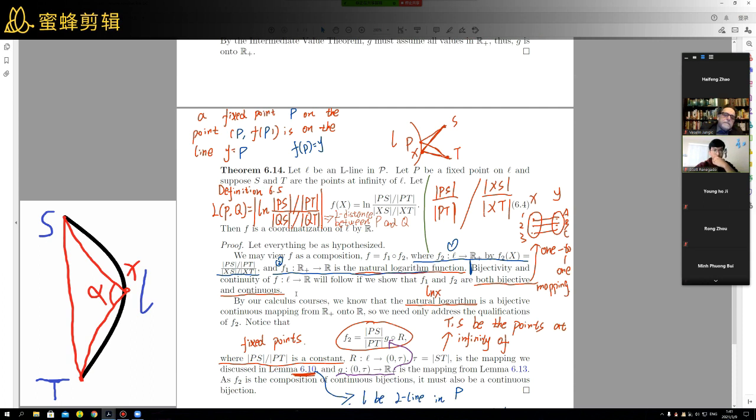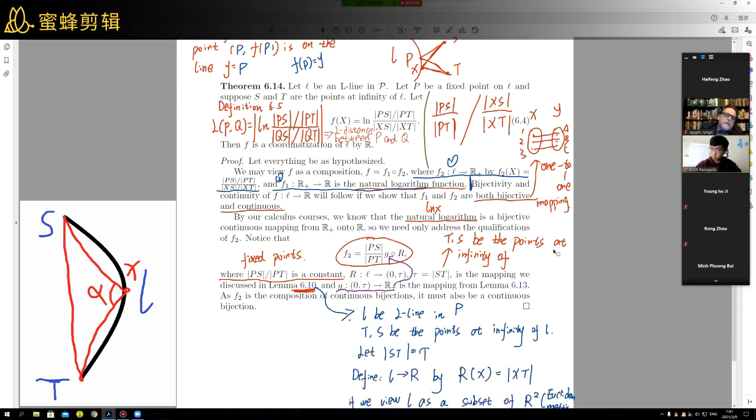And for continuity, we will see 6.12, which works here. And bijective means a 1-to-1 mapping, like 1 to A, 2 to B, 3 to C. And by our calculus course, we know that the natural logarithm, log x, is a bijective continuous mapping from R plus onto R. So we need only address the qualification of f2.